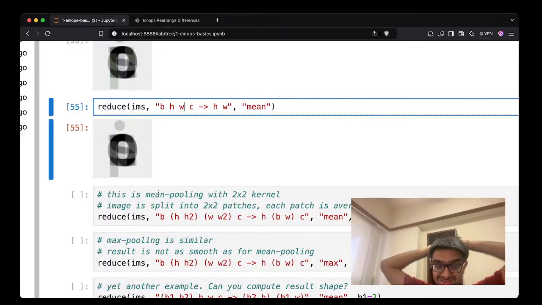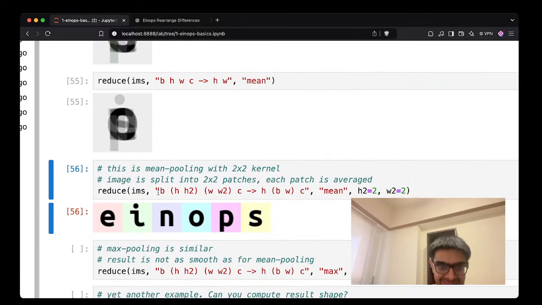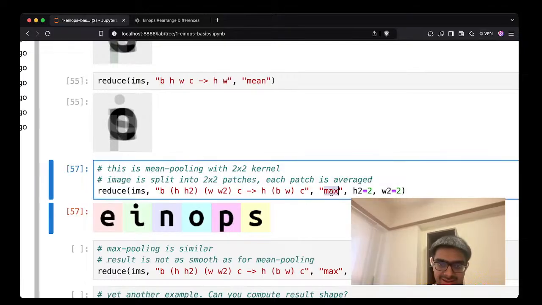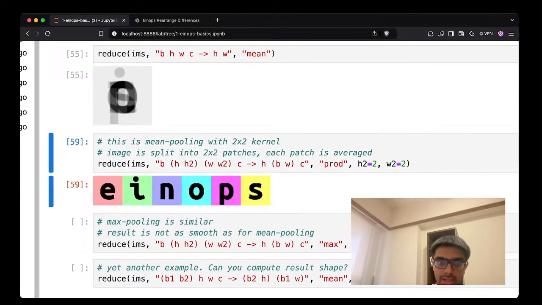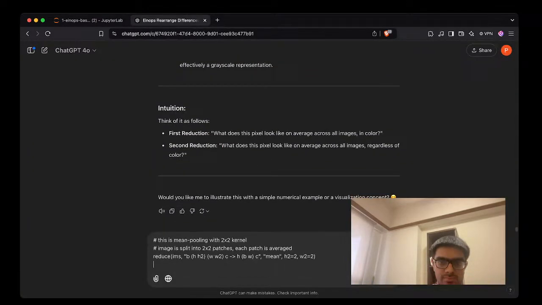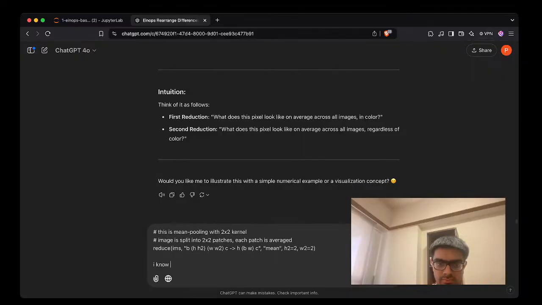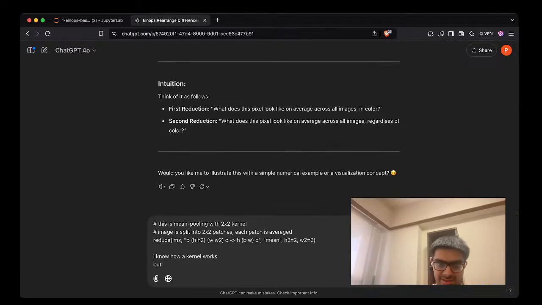What does this mean? I don't get it. I know how a kernel works, but I don't know how these Einops lead to a 2x2 kernel.